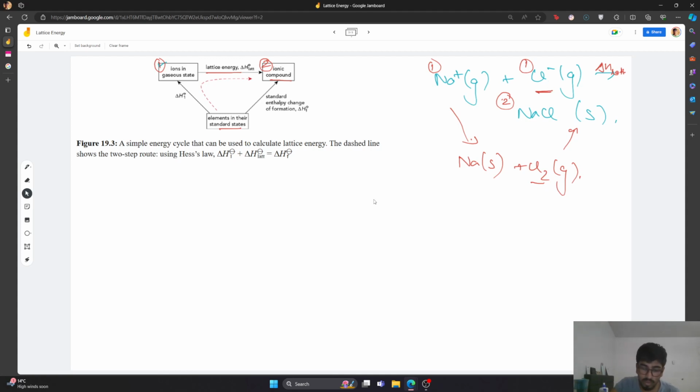So maybe if we can figure out, okay, we don't know this one, and we want to figure it out. What they always say in a Hess cycle is think about an intermediate state, and then think about whether you know these two energies. So if you remember from last year, Na solid plus Cl2 gas going to NaCl solid, this arrow.